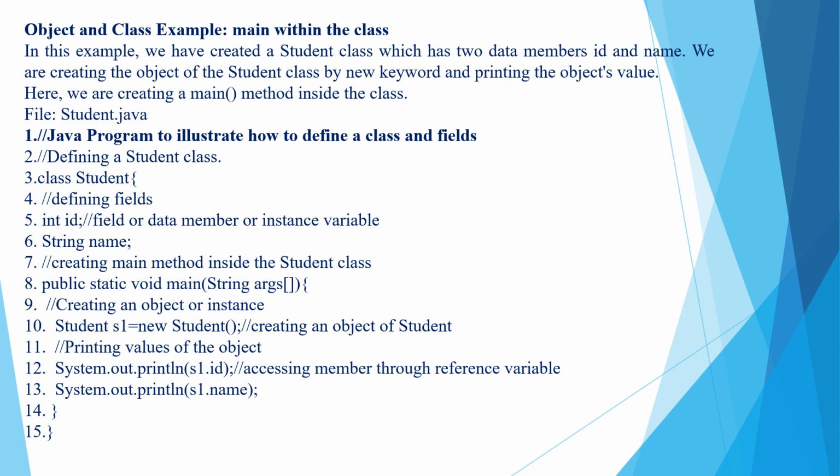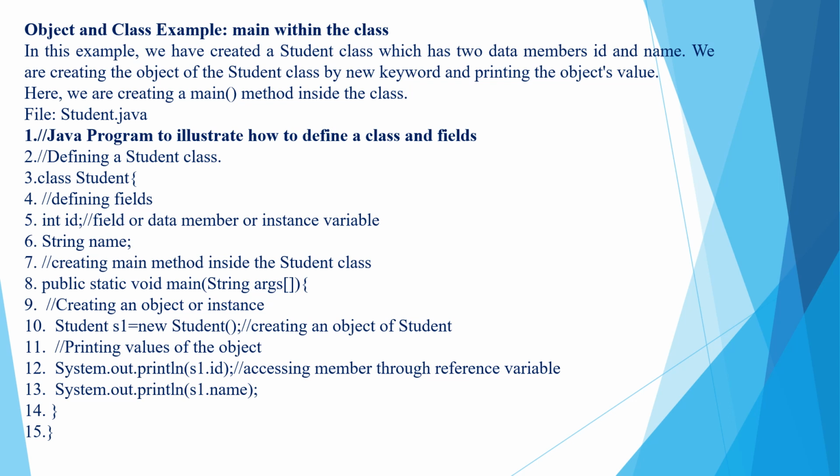Now I have given you several examples using Java programs to give a better understanding. This slide elaborates on an object and class example, where we have the main method within the class. We have created a student class, which has two data members, student ID and name. We create the object of the student class by using the new keyword, and we'll be printing the object's values. Here my file name is Student.java because my class name is Student, and within that I have my main method. Wherever your main method is within a class, that will be your file name. My main method is within the class Student, so my file name is Student.java.